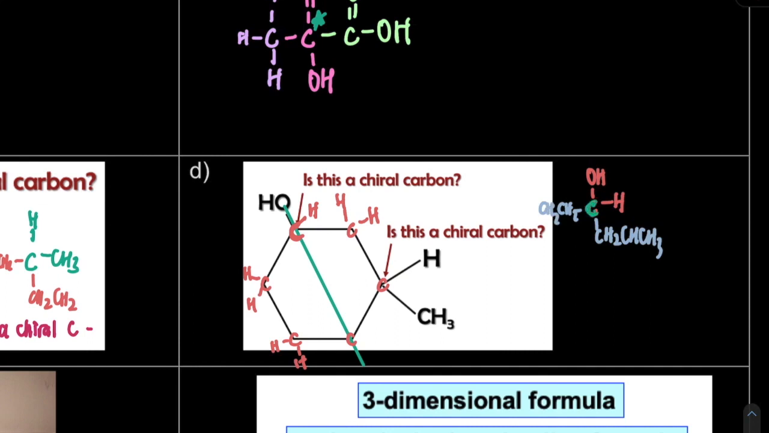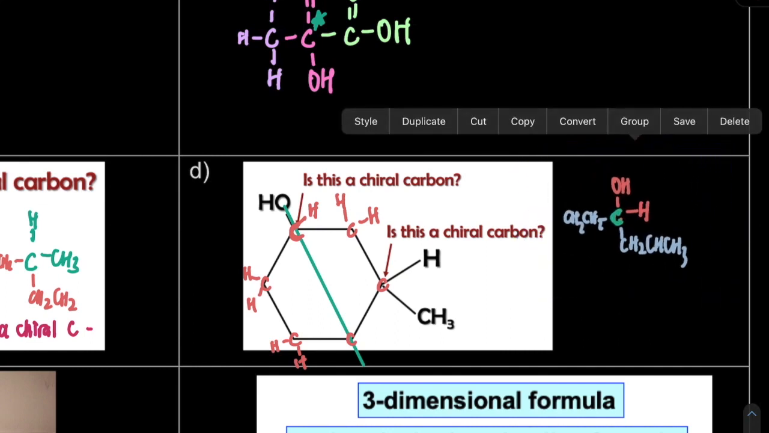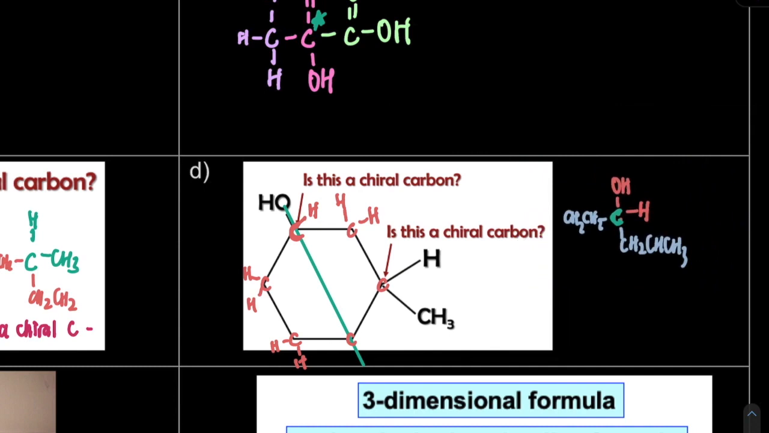Okay, so when you look here, is it a chiral carbon? When you look, it's bonded to OH, H, 2 different groups. Here CH2, CH3, here CH2, CH2. So here we have 4 different groups. So it means that this is actually a chiral carbon. So I'm going to draw a line here, an asterisk. I'm going to label it as an asterisk.